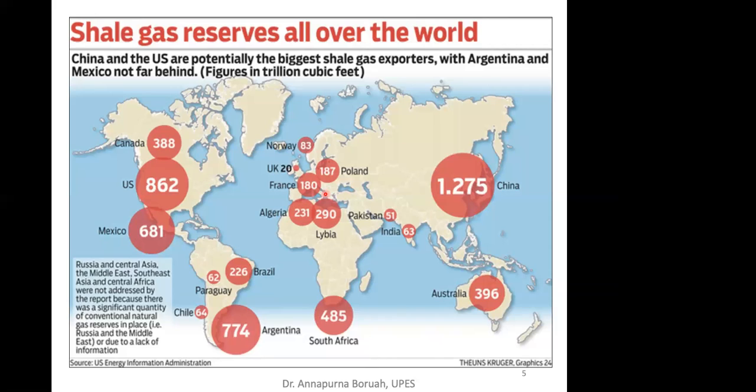As per the US Energy Information Administration, the US will produce 50% of its natural gas requirement from unconventional resources by 2030. And with the current technology, it was projected that the shale gas in the US is enough to meet the United States gas need for the next 90 years. So here you can see China has the highest resource, followed by the USA.